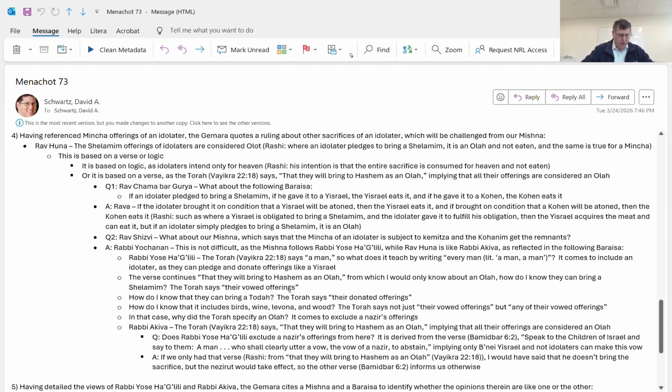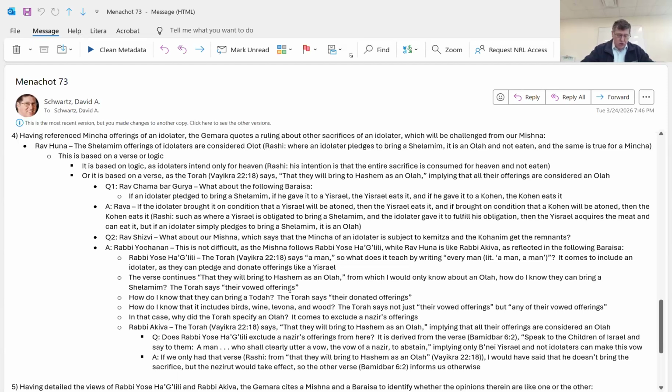So, masiv Rav Chama Bar Guria. Rav Chama Bar Guria asked from the following Bryce, and we're going to have two questions from Bryces. That if an Ovid, a non-Jew, pledges to bring a shlamim, and he gives the shlamim to a Jew, to a Yisrael, the Yisrael gets to eat it. Nisanim LeKohen, if he gives it to the Kohen, HaKohen Ochlan. The Kohen gets to eat it.